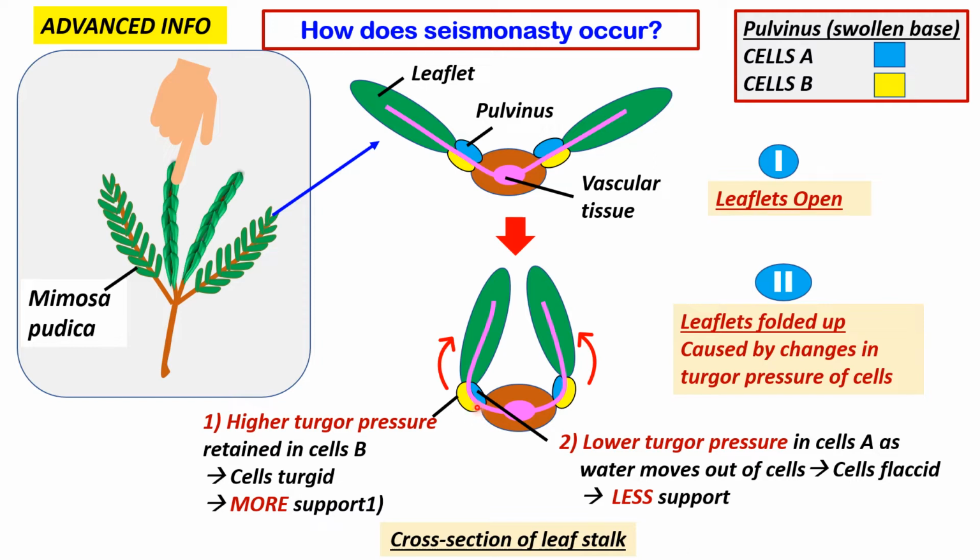So overall, a resultant force will be produced that acts in this way, all right? Because the cells B are more turgid than cells A, which have become a bit softer. The tissues have become a bit softer. So it produces a force which moves the leaflets inwards so that they fold up.